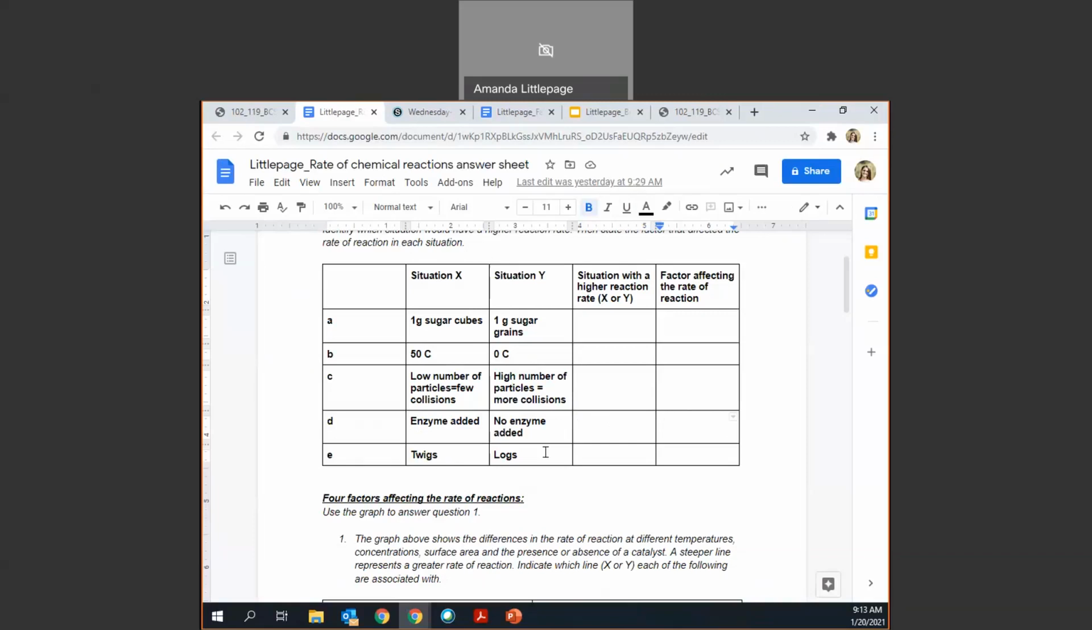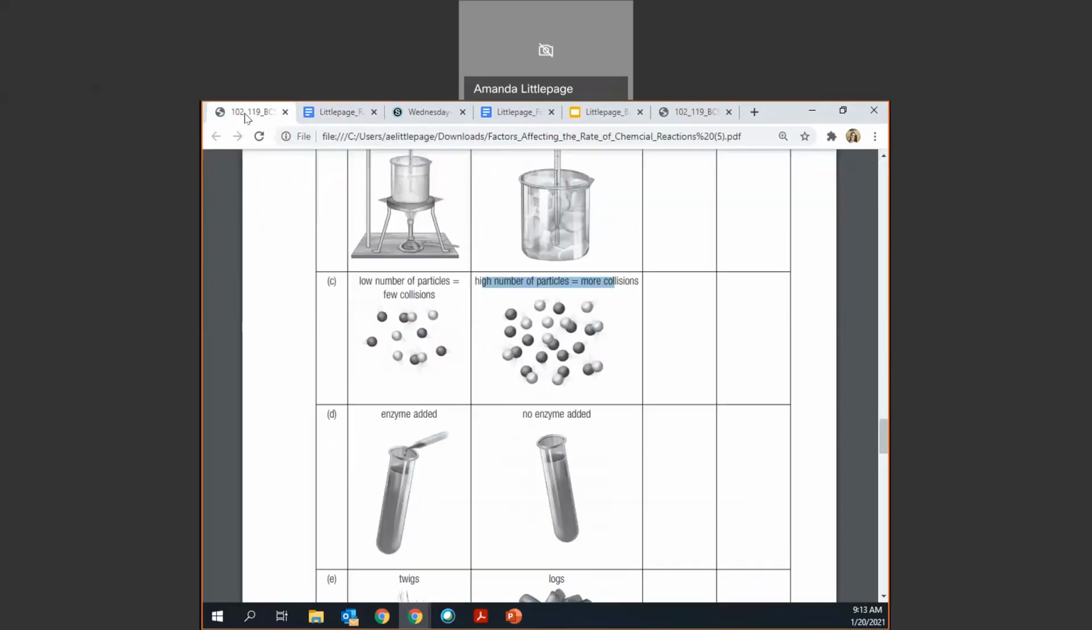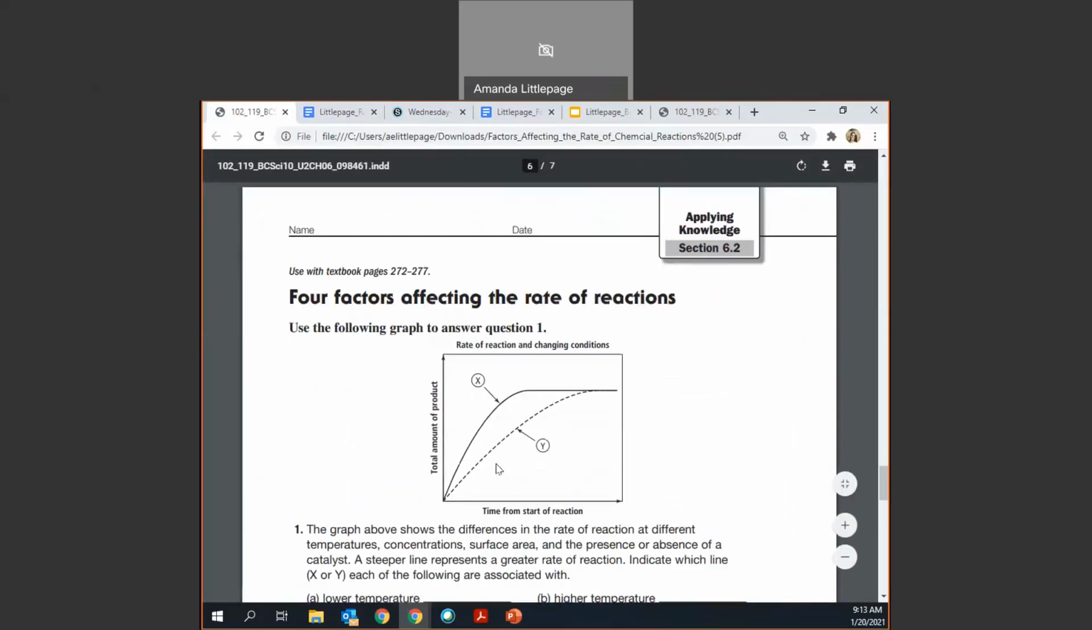Twigs versus logs, and this was the bell ringer for Wednesday. Well, twigs are going to burn faster. So situation X, and that is because of surface area. So that is the completion of that portion of the assignment. So now let's check the work that corresponds here. And so that I can go over the graph with you guys, I'm going to go back to the PDF that corresponds to this, and we're going to take a look.